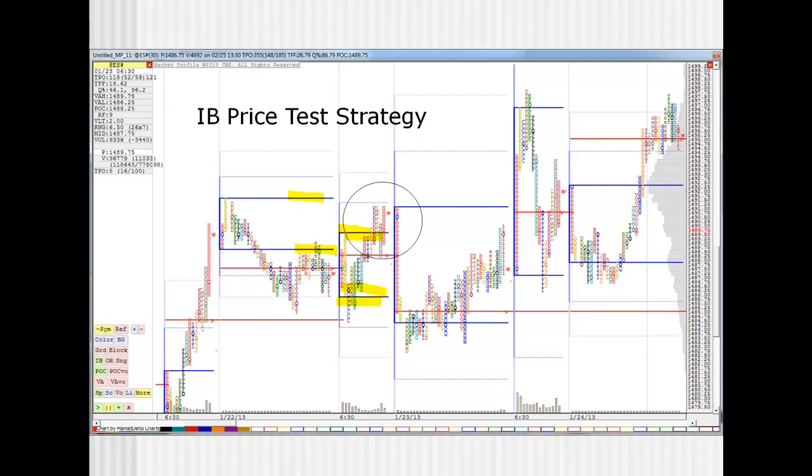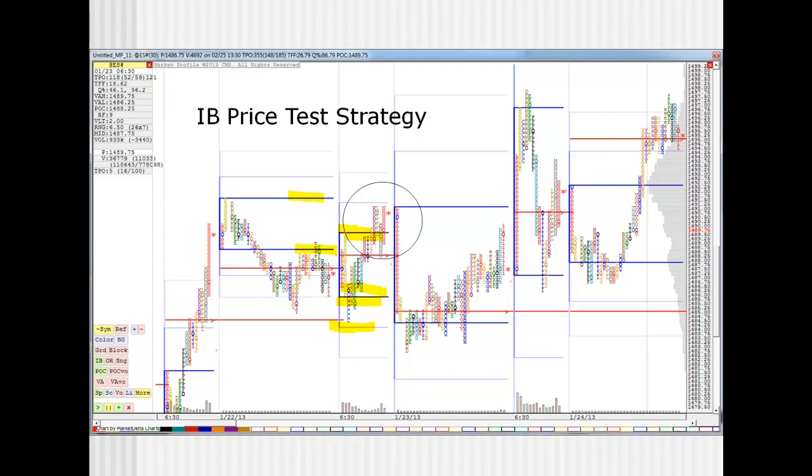We come back up for a test of initial balance high up here with period B. And what happens? We're not able to penetrate. So we come back down and we test initial balance low in period C. Period C continues to drop even further, but never quite makes it to the 150% level.